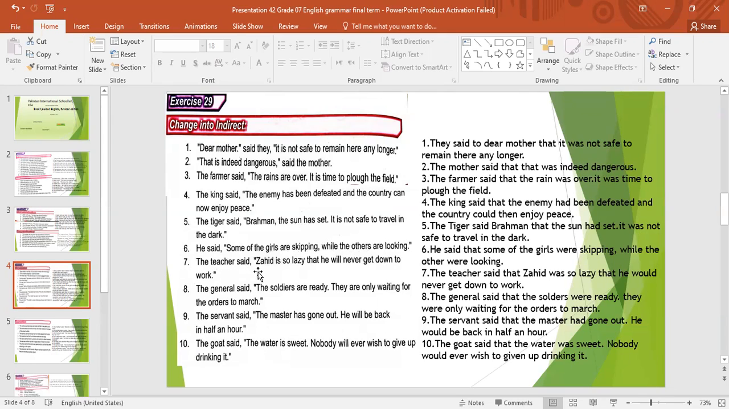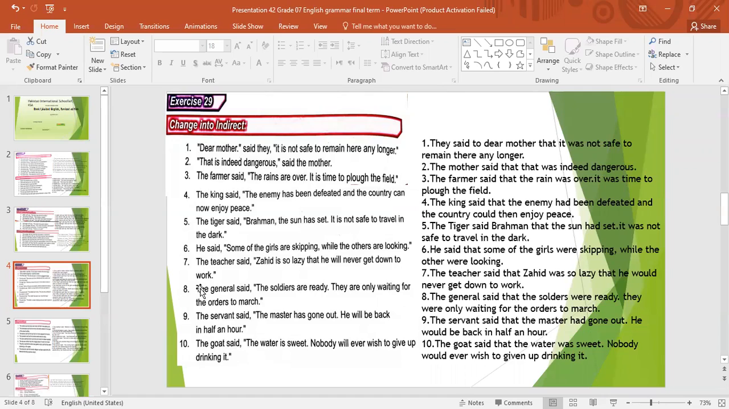Number 7: The teacher said, "Zahir is so lazy that he will never get down to work." The teacher said that, just putting "that", then change the tense. Zahir was so lazy, not "is", "was" so lazy that he could never get down to work, where "will" changes to "could".